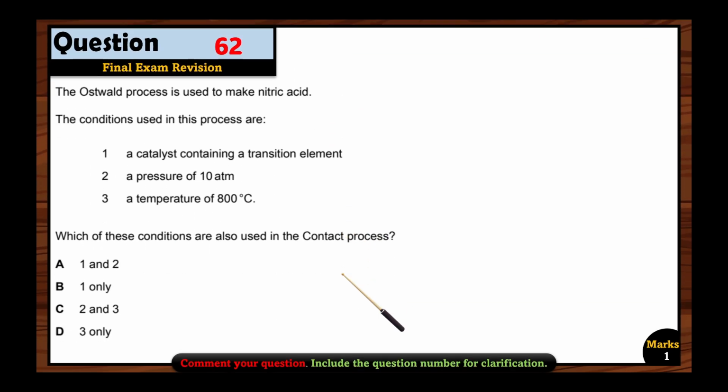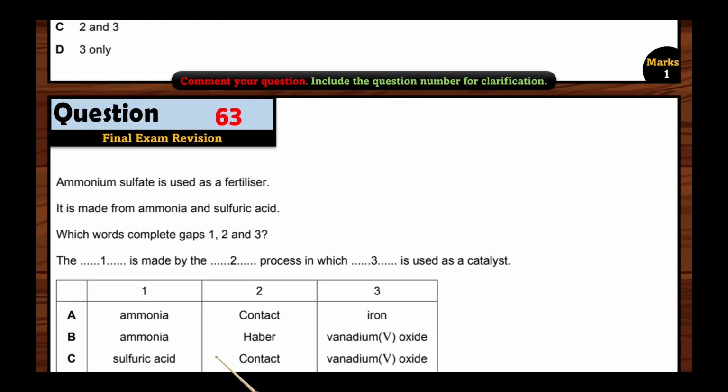Question 62. The Ostwald process is used to make nitric acid. The conditions used in this process are a catalyst, a pressure of 10 atm, and a temperature of 800. Which of these conditions are used in the contact process? Only option 1 is right, because in the contact process we are using vanadium oxide, and that is an oxide of a transition metal, right? The catalyst we are using in the Ostwald process is also a transition element. So option B is the only right option. That is statement 1, right?